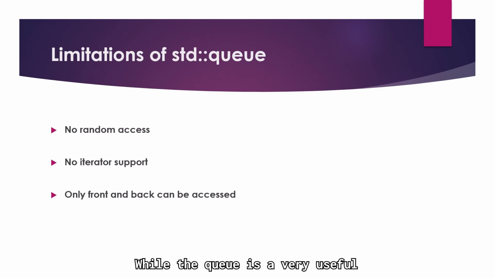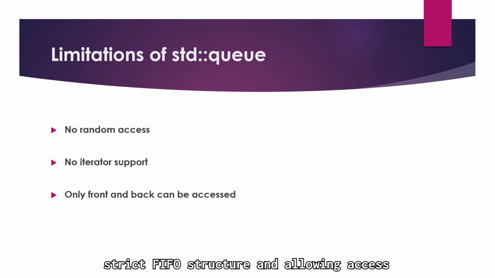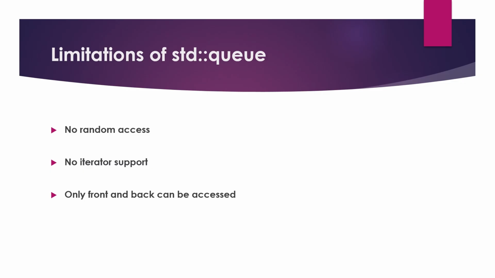While the queue is a very useful structure, it's important to understand its limitations. First, you cannot randomly access elements inside a queue. Unlike vectors or arrays, there's no bracket operator or .at method. You can't jump to the third element, you only interact with the front and back. Second, there's no support for iterators. This means you can't loop through the elements of a queue using range-based for loops or iterators. These restrictions are by design. A queue is meant to be a strict FIFO structure, and allowing access to the middle would break that model.